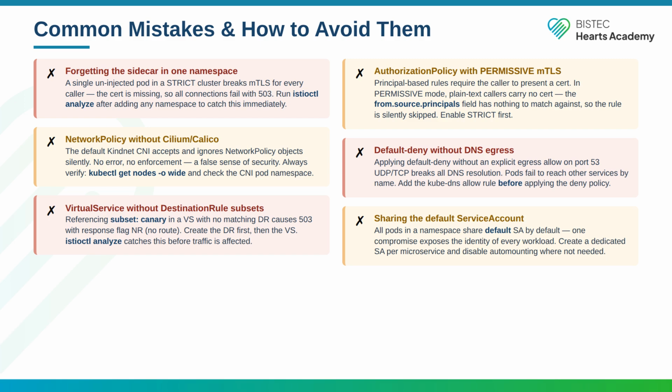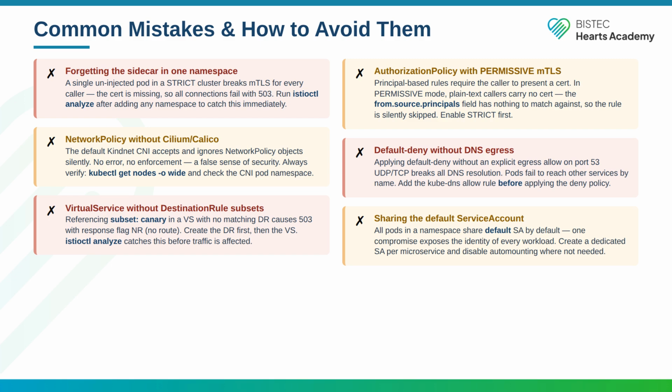The fifth is applying default deny without a DNS egress allow. Every pod immediately loses the ability to resolve service names by hostname. Apply the DNS allow rule in the same kubectl apply operation as the deny policy, or apply it first.